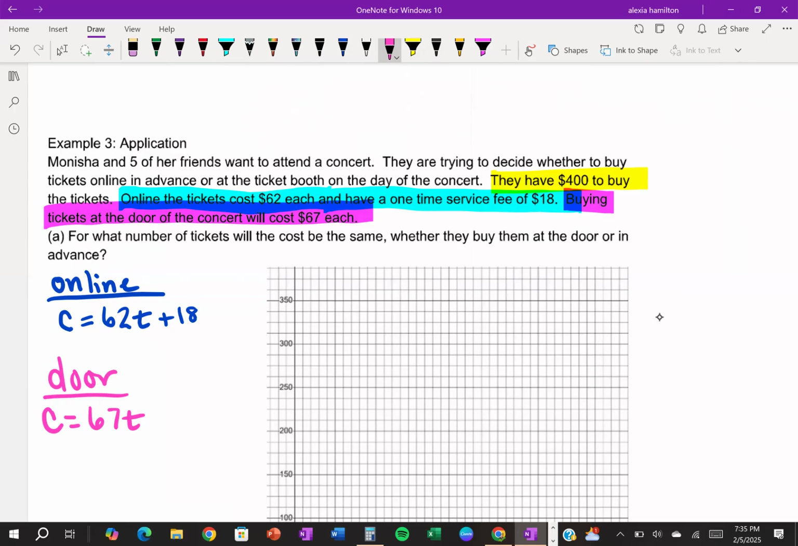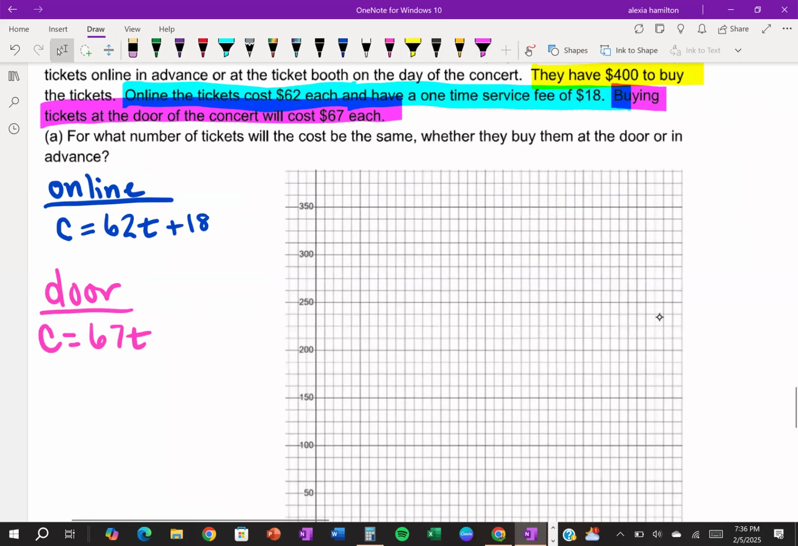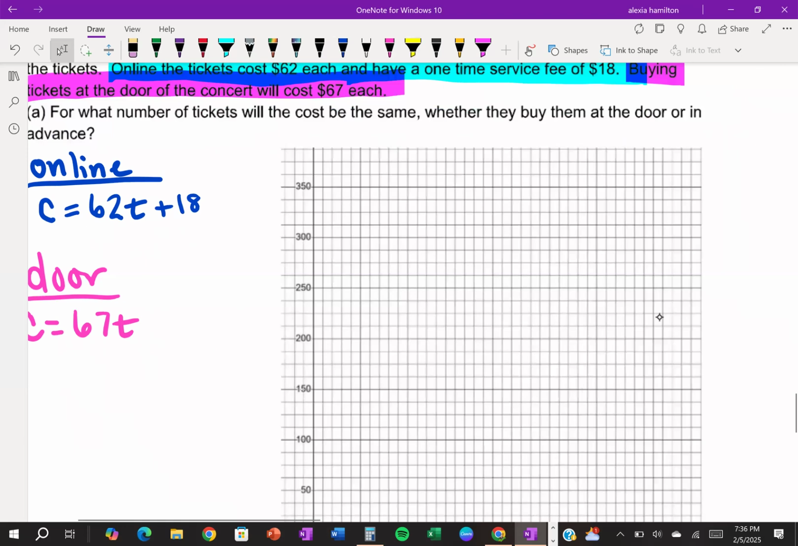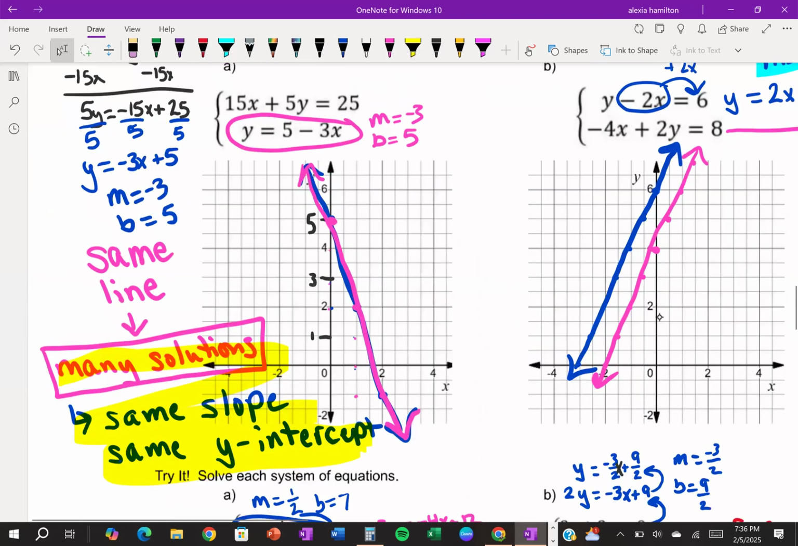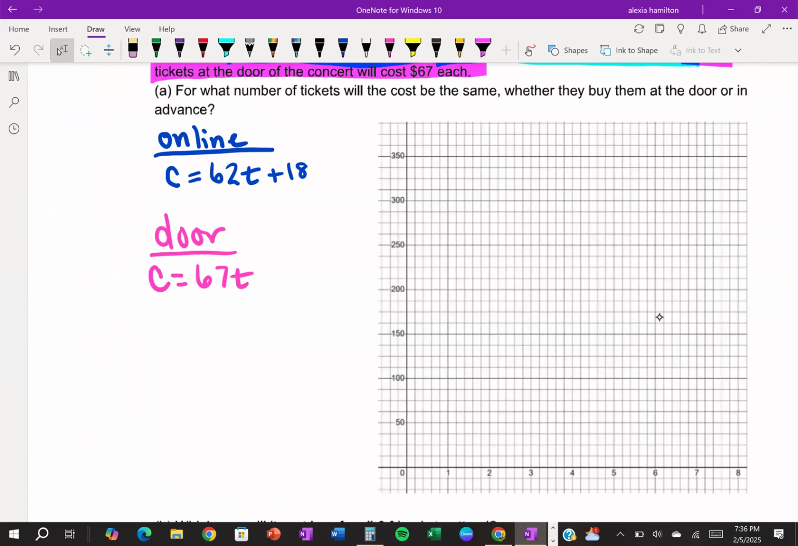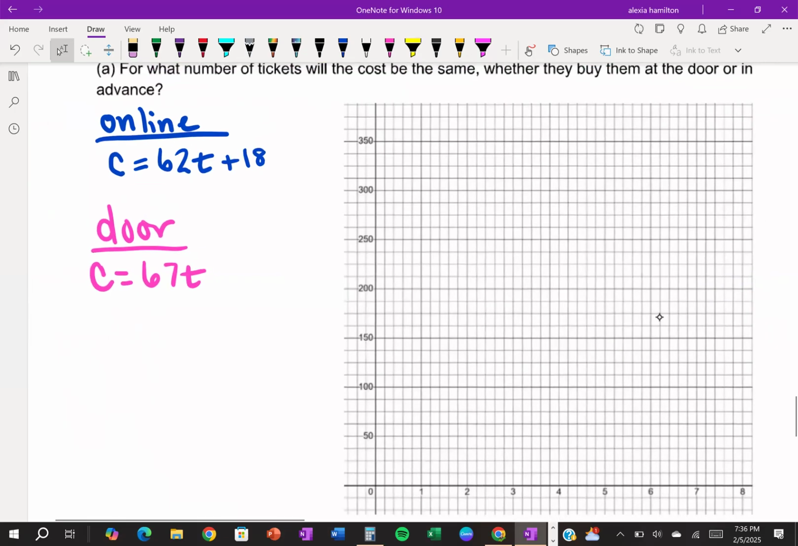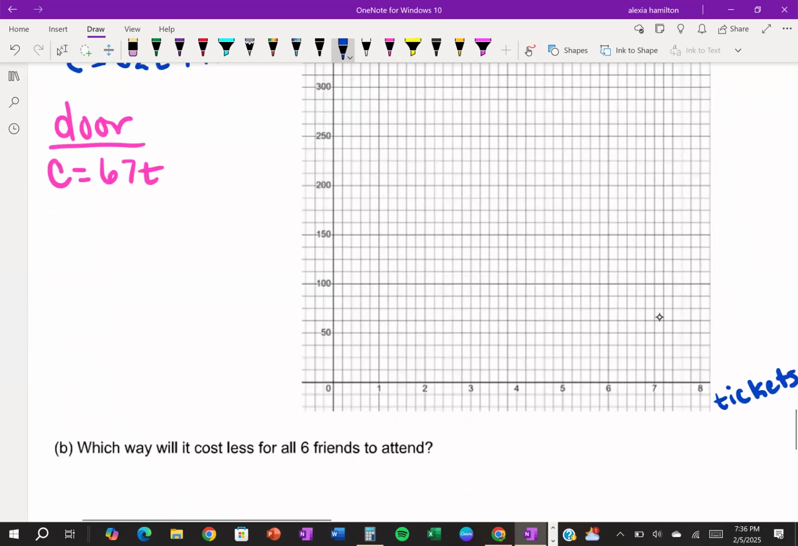We want to know, when will the cost be the same? So yes, I know I could create a chart, but that seems kind of silly. I have this nice big graph here. So we're going to graph them. Cost is like our Y, cost up here is our Y, and the number of tickets is our X. So I can just graph them.